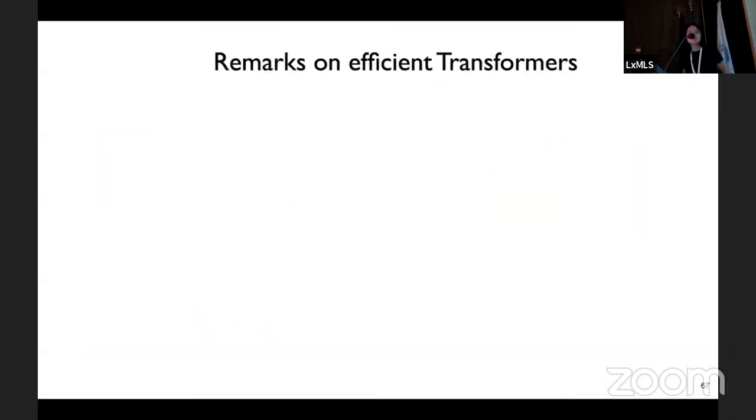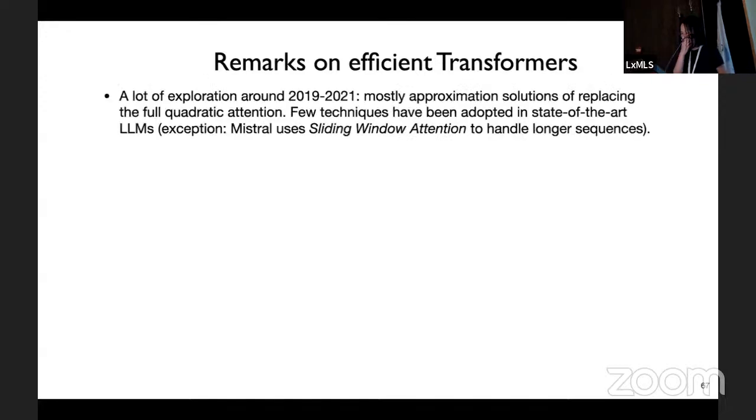Okay, so finally, I want to make some remarks on all these developments of efficient transformers. As I mentioned, like the survey in 2020, there were a lot of explorations around 2019 to 2021 that proposed all different kinds of approximation solutions to replace the full quadratic attention matrix. But honestly, more recently, especially with big model development from industry, very few techniques have actually been adopted in the state-of-the-art large language models.